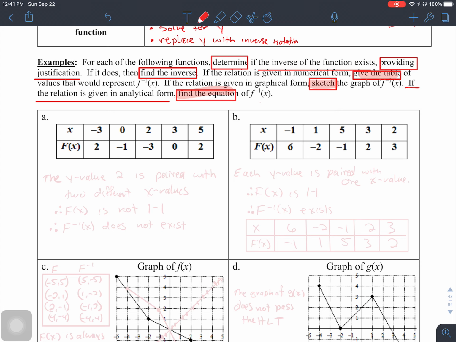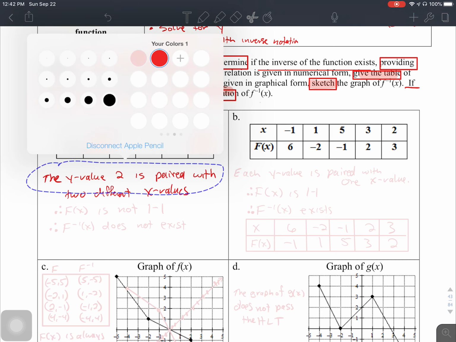Looking at A. To determine if this function has an inverse, you first want to determine, is it one-to-one? We're assuming it's a function because it says for each of the following functions. So in a table, are there any y values here that are repeated? The 2's are. And do those 2's go to different x values? Yes, this is not one-to-one.